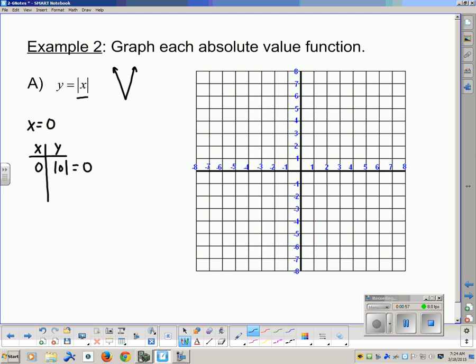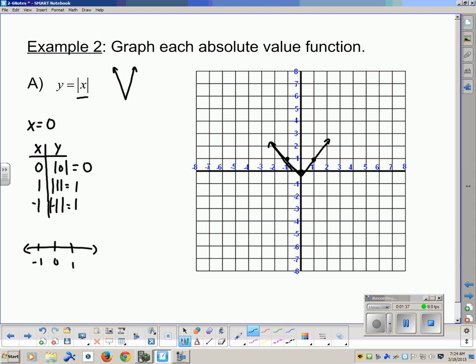All right, so now if we put 1 in there, how far is 1 on a number line from 0? If you think of a number line, 1 is 1 from 0. How far is -1 from 0 on a number line? It's also 1. So basically the absolute value of 1 is 1, and the absolute value of -1 is 1. So now we can graph the points (0, 0), (-1, 1), and (1, 1), and connect them like a V. And there we have it.